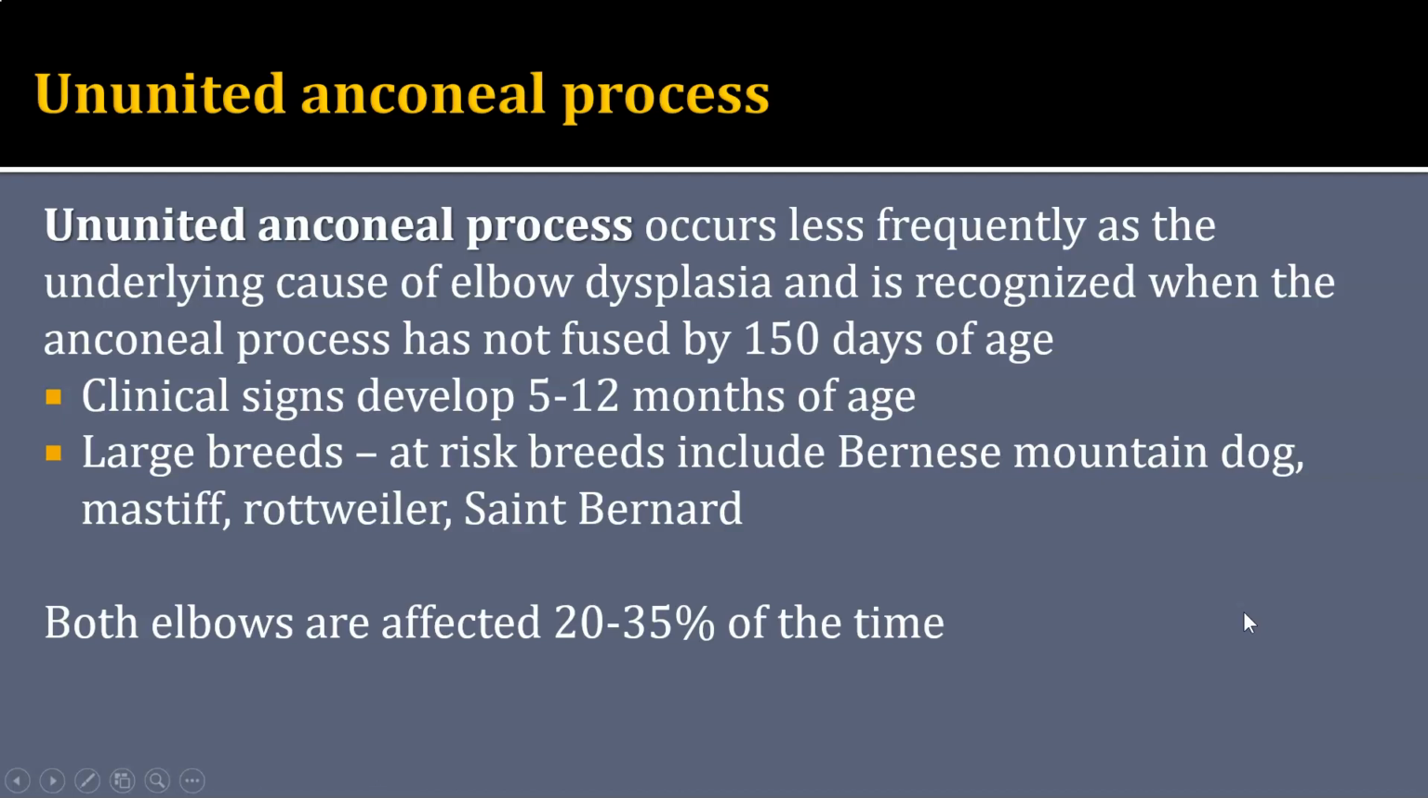In patients that have a persistent or ununited anconeal process, not with a separate center of ossification, the clinical signs will typically develop at 5 to 12 months of age. Large breeds are more affected, and at-risk breeds are included on this slide. Of the bilateral disorders, both elbows are affected only about a third of the time.